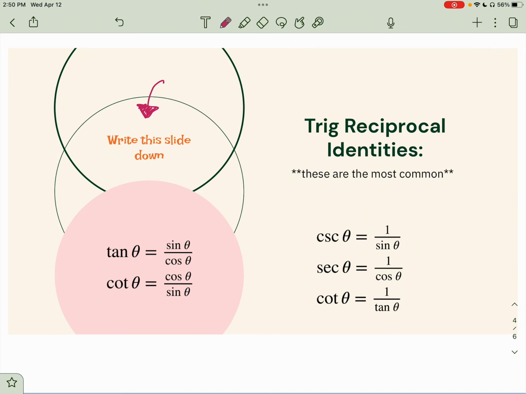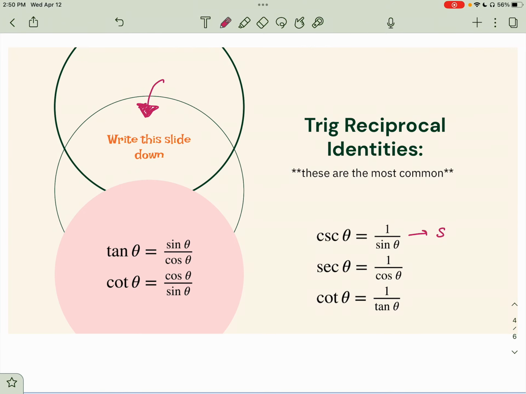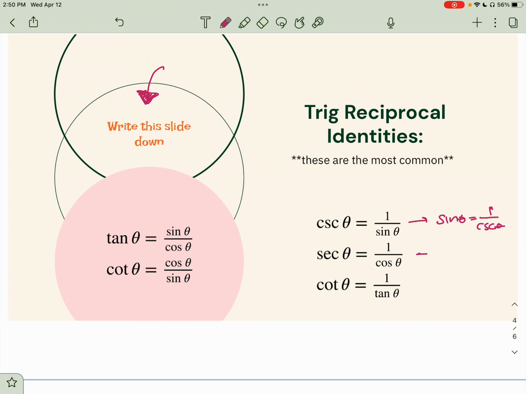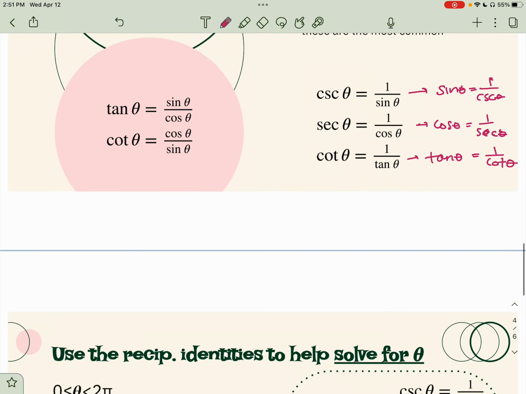I could also write these as their own reciprocals, like sine theta is technically 1 over cosecant theta. Cosine theta is technically 1 over secant theta. And tan theta is 1 over cotangent theta. So these are also reciprocals of each other. What we're going to do is use these reciprocal identities to make substitutions when we can't go any further with our factoring or anything like that. Okay, so if you don't have these written down, pause, write them down, have them in a spot where you can return to them often.